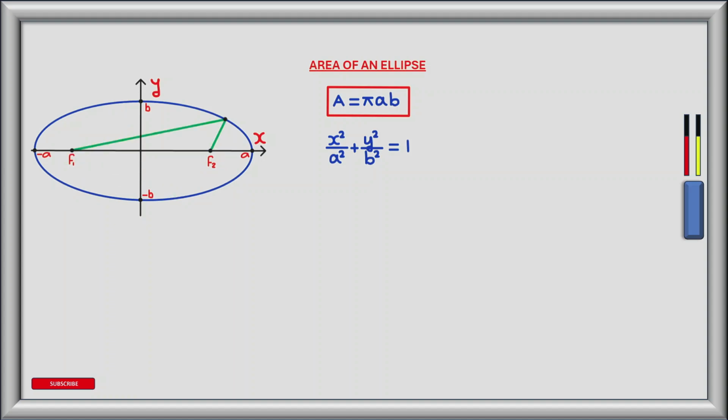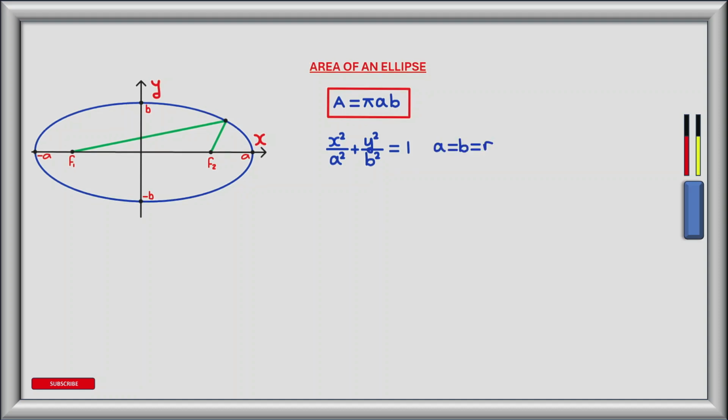Before we look at the proof of the area of an ellipse, let's look at the equation once more. Let's now suppose that a equals b, which in turn is equal to r. If we substitute r in for a and b, the equation becomes x squared plus y squared divided by r squared is equal to 1. And therefore, x squared plus y squared is equal to r squared. And as you can see, this is the equation of a circle centered at 0 with radius r. So a circle is a special form of an ellipse where the two foci coincide at its center. So the foci of a circle are located at the same point.